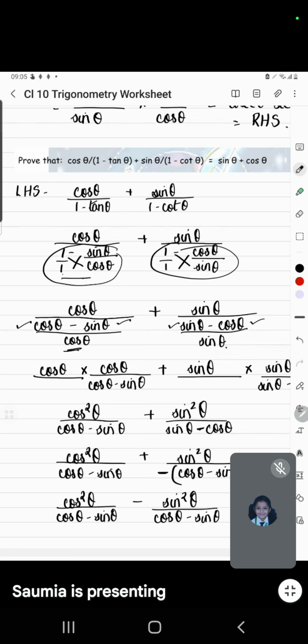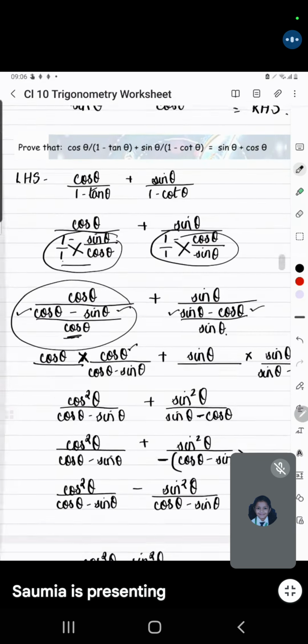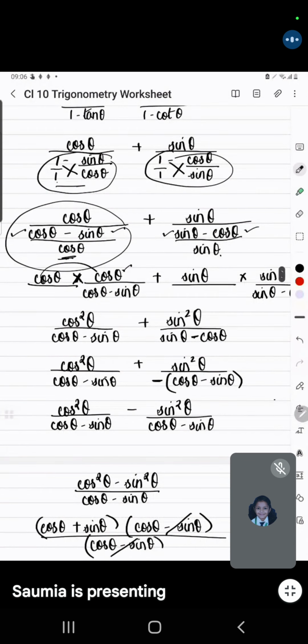Yes, ma'am. Now, when you have one fraction upon another fraction, the fraction at the bottom has to be reversed. So I changed the division into a multiplication and the denominator became my numerator. Clear? Yes, ma'am. Then I multiplied these two, so I got cos square theta upon this denominator. Same way, this into this, sin square theta upon this denominator. Now, when I observed these two denominators, I found that they have the same thing, cos theta, sin theta.